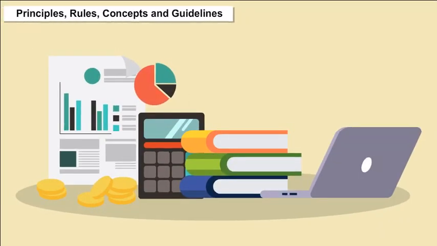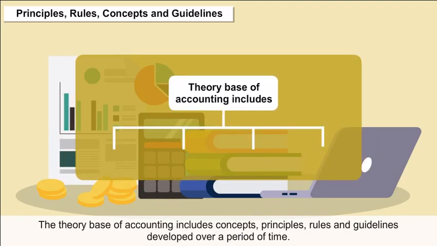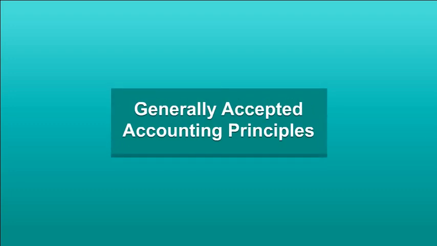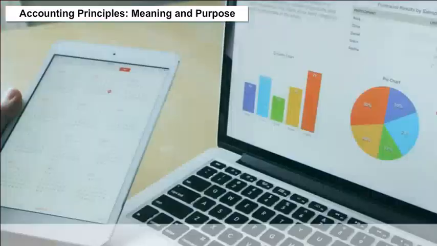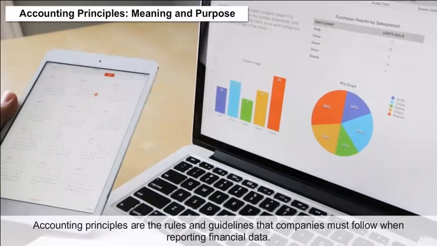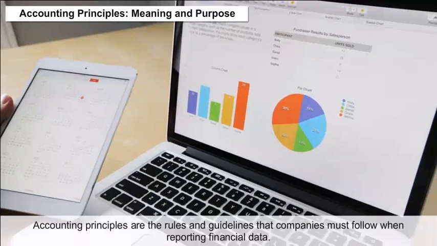Principal rules, concepts and guidelines. The theory base of accounting includes concepts, principles, rules and guidelines developed over a period of time. Generally accepted accounting principles. Accounting principles, meaning and purpose. Accounting principles are the rules and guidelines that companies must follow when reporting financial data.